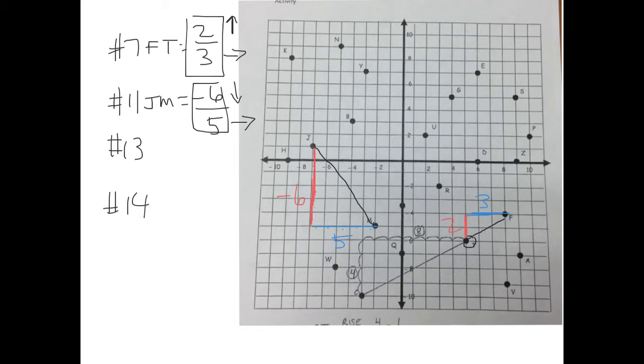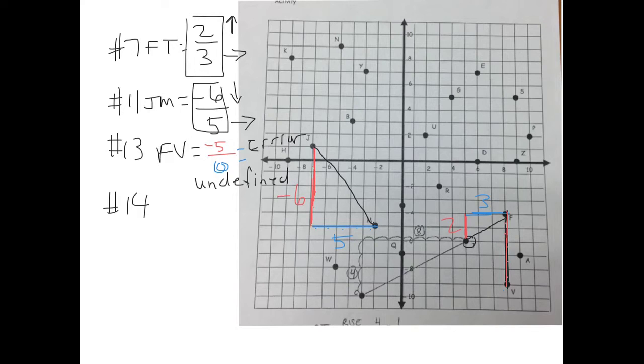And 13 says from Fred to Vivian. So I find Fred and I find Vivian, and there is theirs. We rise down 1, 2, 3, 4, 5. So we go down 5, but we don't go over any, so over 0. Okay? If you were to type this in your calculator and try to reduce it, you would get an error message. You're not allowed to divide by 0, so when we have a vertical line, this is said to be undefined.